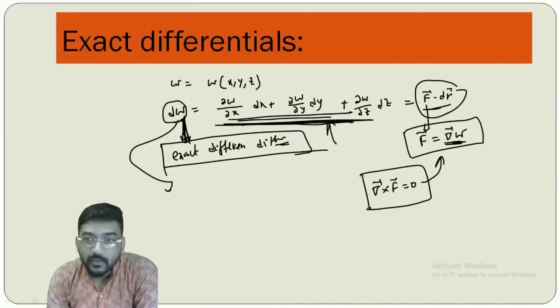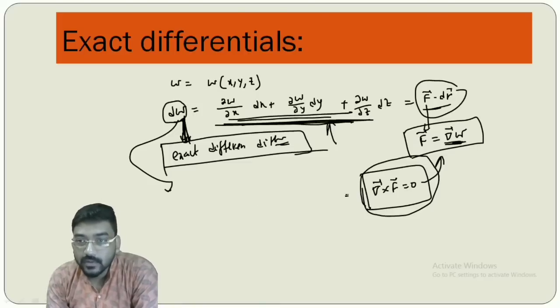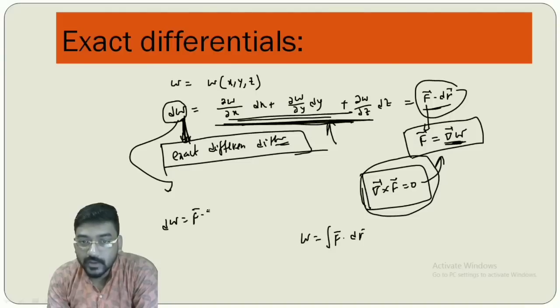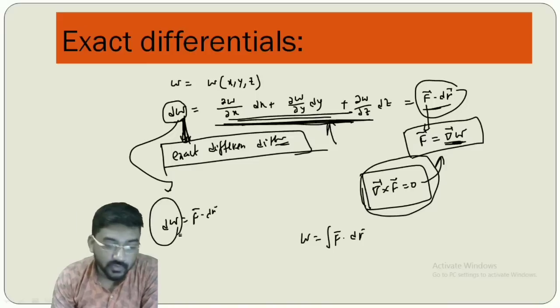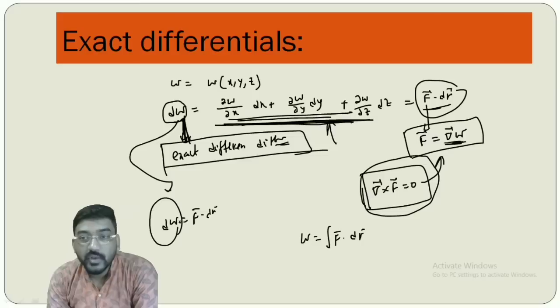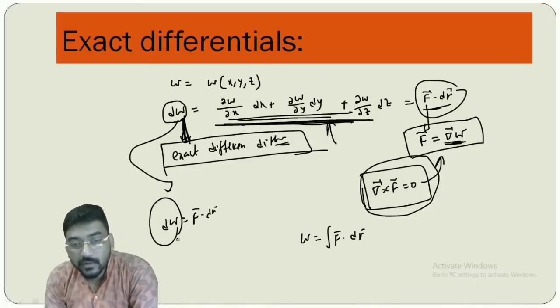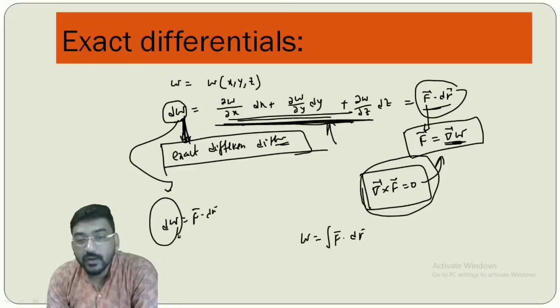So we can say when curl of f is equal to 0, then the corresponding dW, where W is equal to integration of f dot dr. In this case, dW is equal to f dot dr. This dW is known as an exact differential. So whenever you are asked to find out whether a particular dW is an exact differential or not, you just have to check whether f is conservative or not.